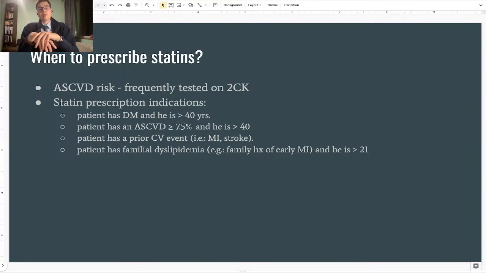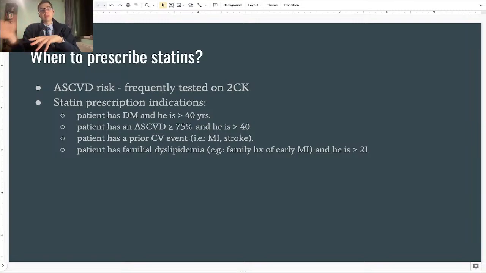The other case is when we have an atherosclerotic cardiovascular disease risk of more than 7.5% and when he is more than 40. Now, you will not calculate the risk in 2CK. However, the more cardiovascular disease risk factors the patient has, the higher is the ASCVD. So if we have a smoker that presents also with a history of coronary artery disease or carotid artery disease, and whose LDLs are managed poorly, then we can go already for the statin prescription.